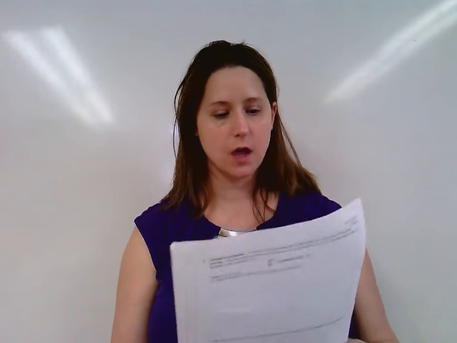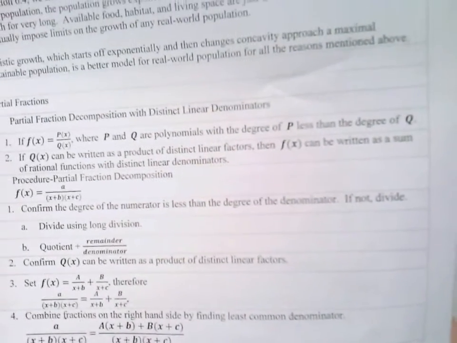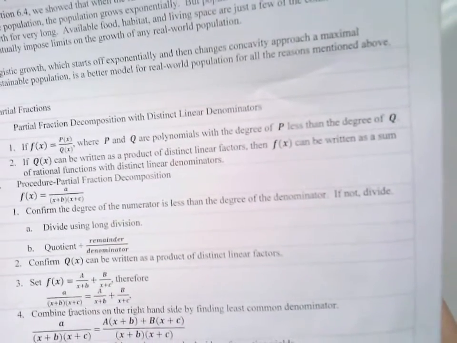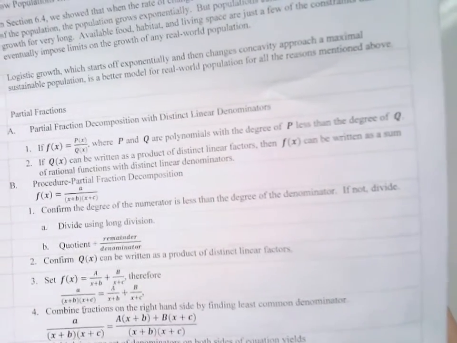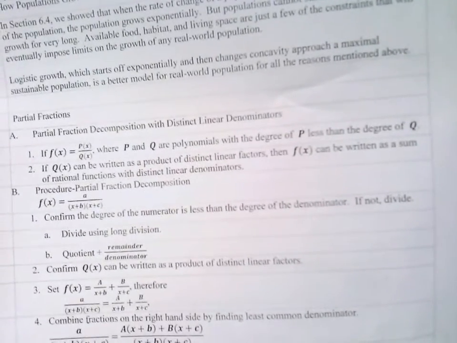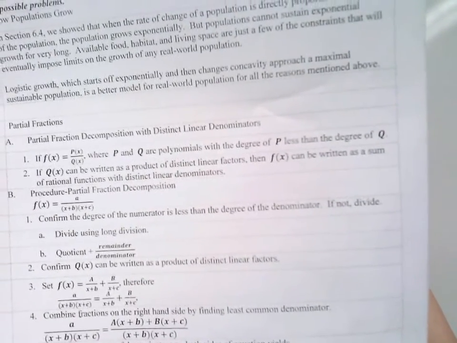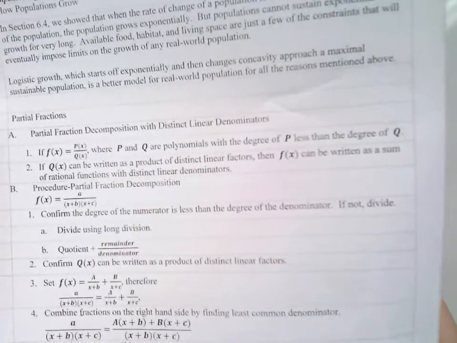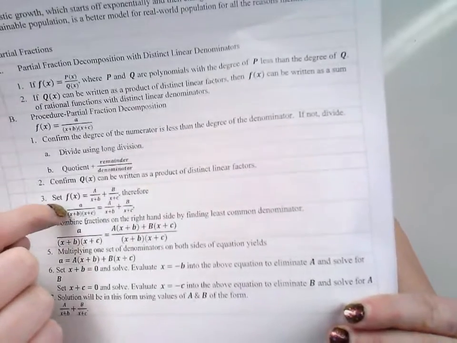So partial fraction decomposition, I'm just going to put the procedure up here. I'm not going to go over it. Okay, first thing you want to do, make sure P of x is a polynomial with degree P less than Q. Q of x can be written as a product of distinct linear factors such as x plus b times x plus c. Then f of x can be written as a sum of rational functions with distinct linear denominators. Okay, so that means you could break it up like this, like that, number 4.